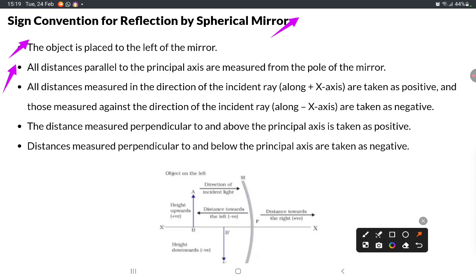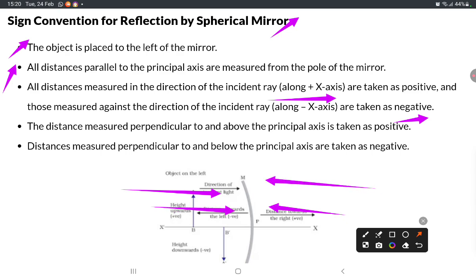All distances measured in the direction of the incident ray along the positive x-axis are positive, and those measured against the direction of the incident ray along the x-axis are taken as negative, like this.